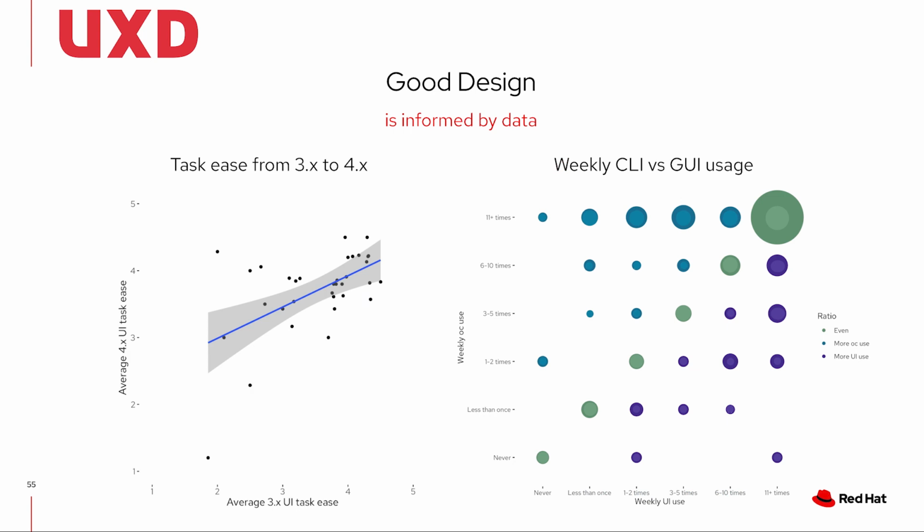And good design is also informed by data. So in the transition from OpenShift 3.x to 4.x, we actually looked at and measured whether we were regressing in the usability of certain features or some of your top tasks that we knew about, and making sure that we were headed up and to the right for all those as well.